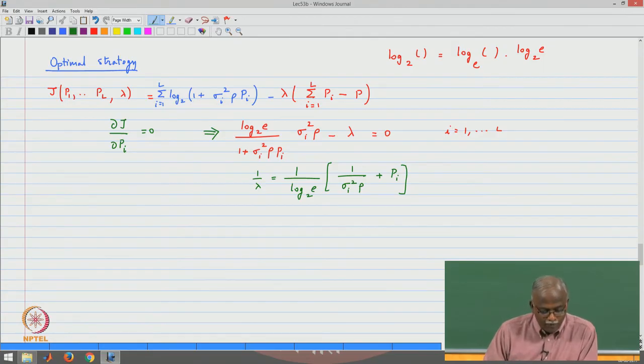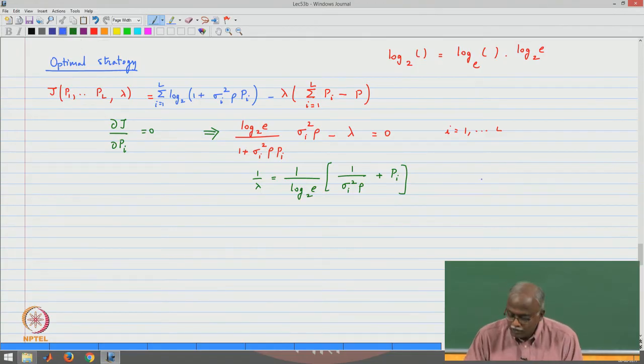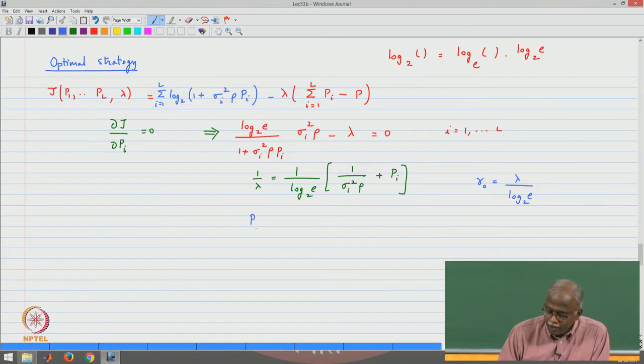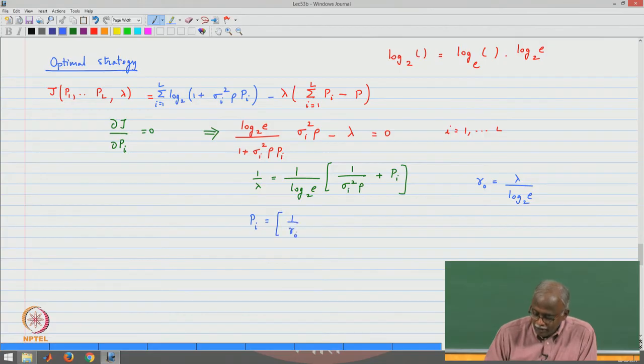And of course, our intention is to get the values for pi. So, we would like to define a constant in the following form: call gamma naught as lambda divided by logarithm e base 2. Then we can write p subscript I as 1 by gamma naught minus 1 by sigma I squared times rho.